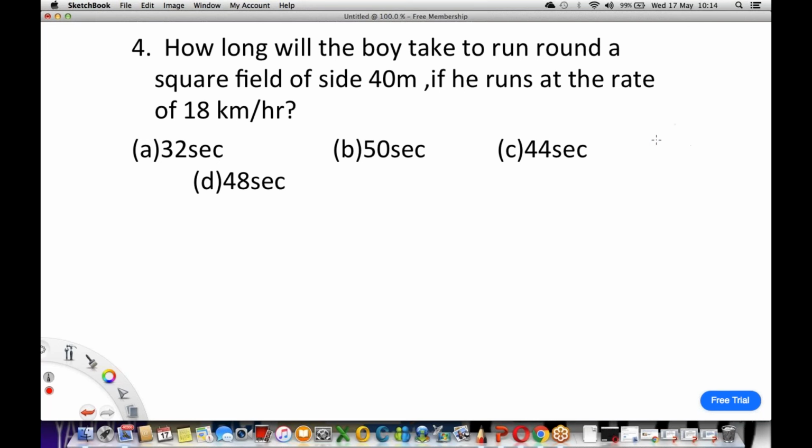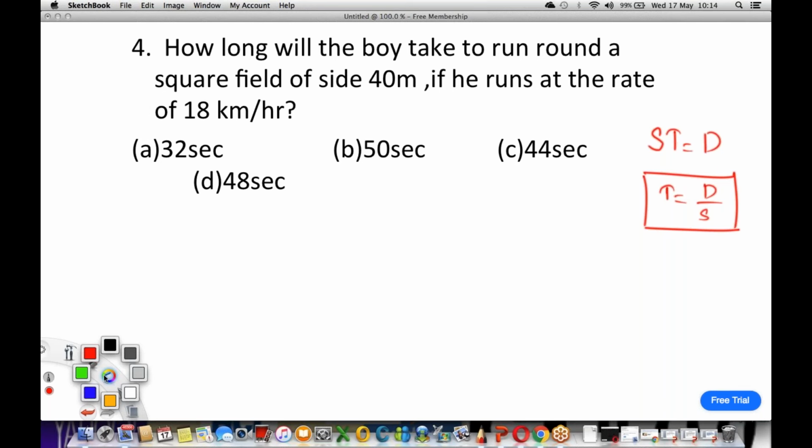So I very well know that speed into time will be equal to distance. So if he is asking the time taken, I just need to go for distance by speed. So first check out what is the distance and what is the speed. If you know those two, your answer is over. So how can we proceed for those?